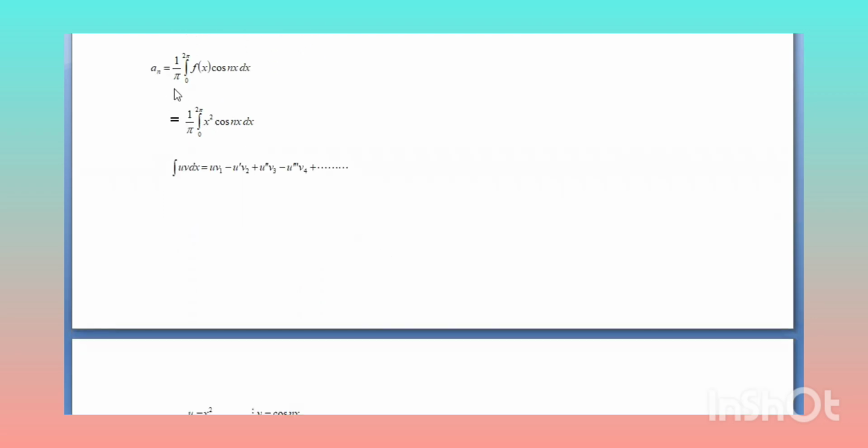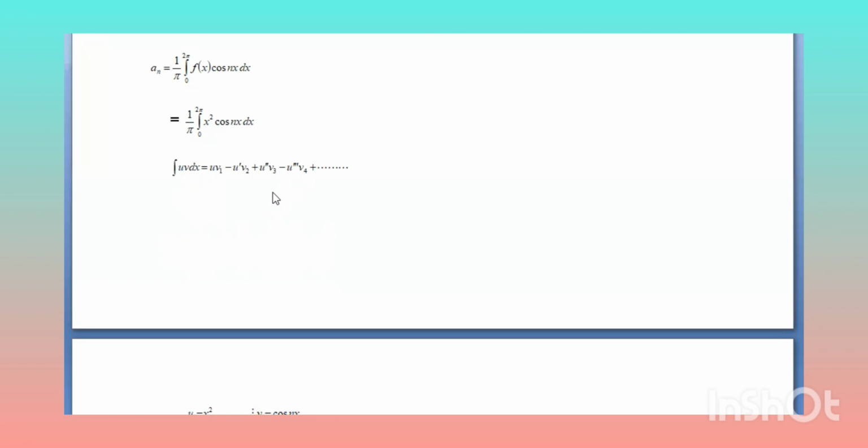An is equal to 1 divided by pi integral over the limit 0 to 2 pi f of x cos nx dx, which is equal to 1 divided by pi integral over the limit 0 to 2 pi, f of x is given in the problem, x square into cos nx dx. In a naught, we directly integrate x square. But here there are two terms, x square as well as cos nx. So we have to use Bernoulli's formula.